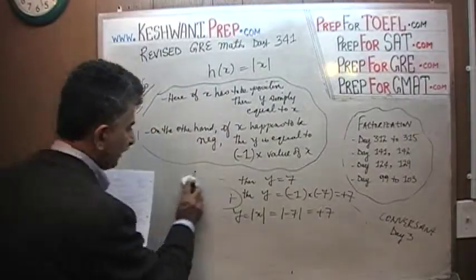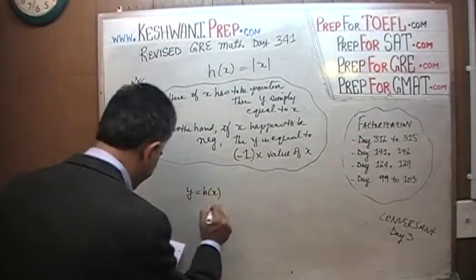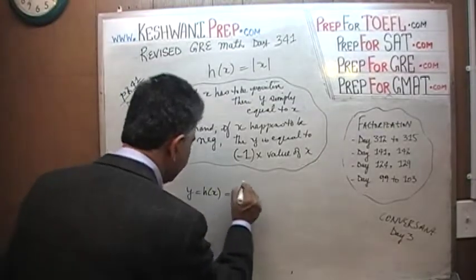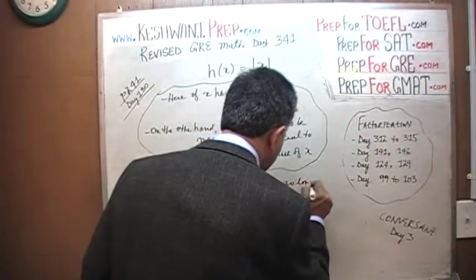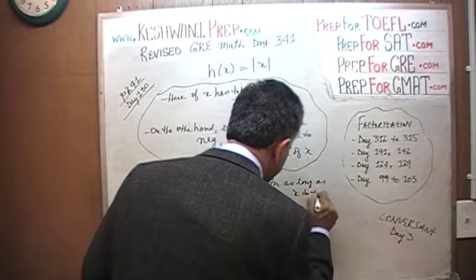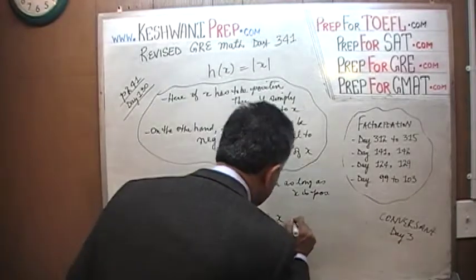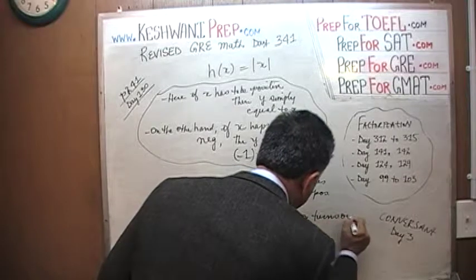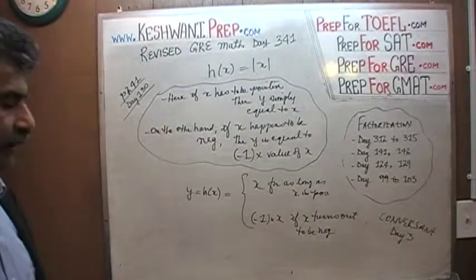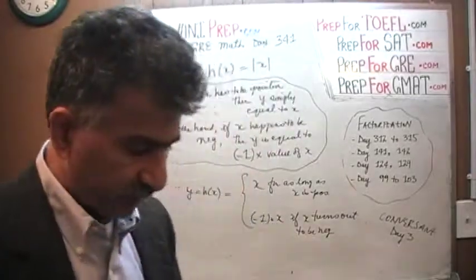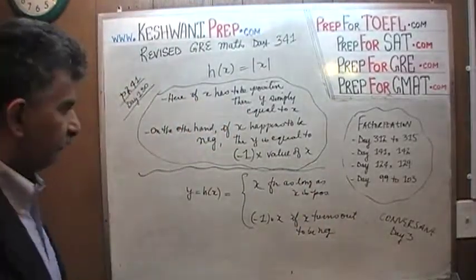The way we write this in the language of mathematics is like this. We say that y is equal to h of x, and then we go on to explain that this equals, there are two parts to it. This equals x for as long as x is positive, or it is -1 times x, if x turns out to be negative. That's how we write it in the language of mathematics. Now watch what happens. Even this part at the bottom of the blackboard is just too verbose.